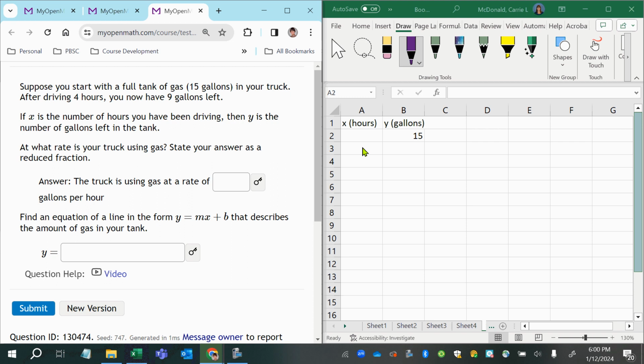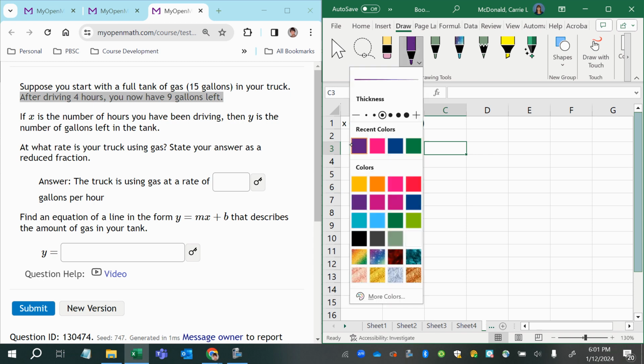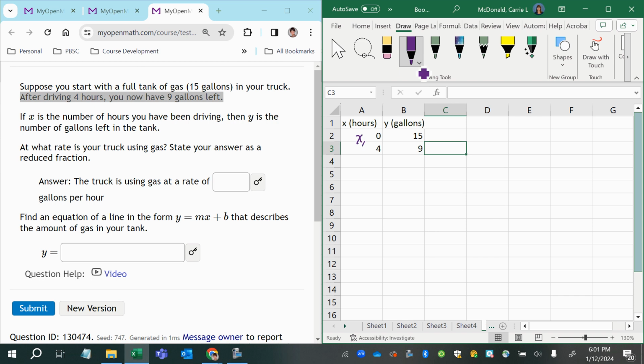So if we just started, we have driven 0 hours, right? Then the next sentence says after driving 4 hours, you now have 9 gallons left. So now I have another ordered pair, 4, comma 9. Okay, so I've got these two ordered pairs now. I can think of those as x1 and y1, and then I also have x2 and y2 over here, ordered pairs.